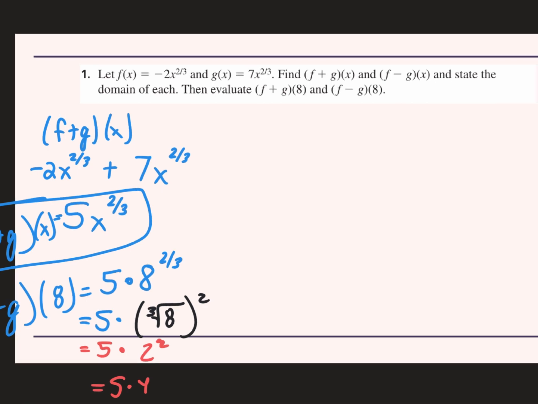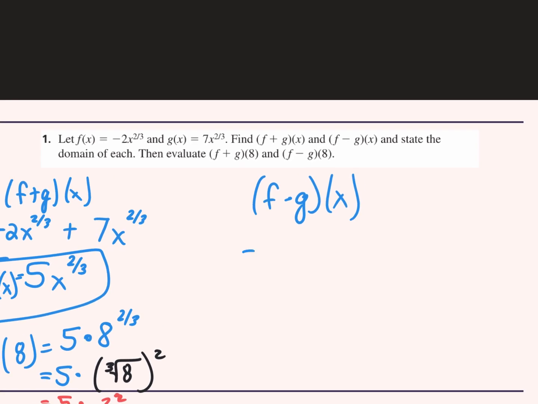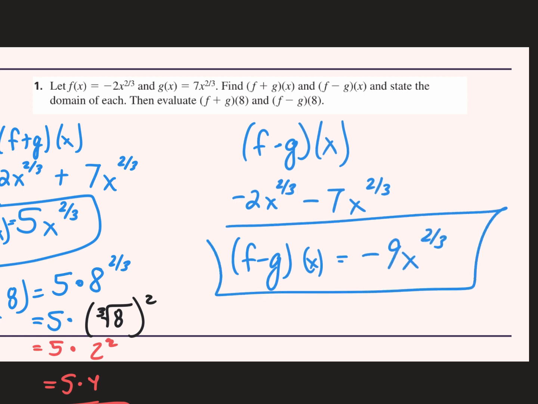So let's do that over here. We'll say f minus g of x. We'll leave it in terms of x first. So my f function is -2x to the 2/3 power minus 7x to the 2/3 power. What does that give me? What's a -2 and a -7? -9, good. So -9x to the 2/3. That is leaving your answer in terms of x. You have an x in your answer.